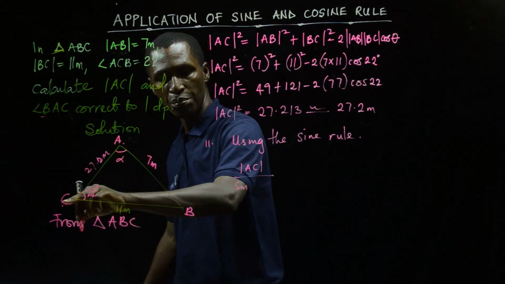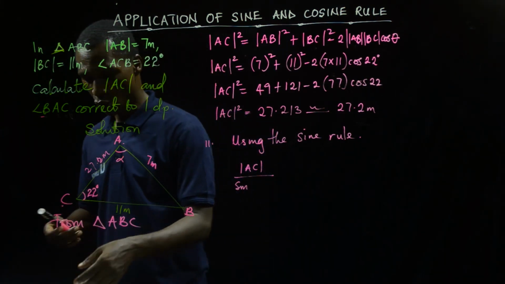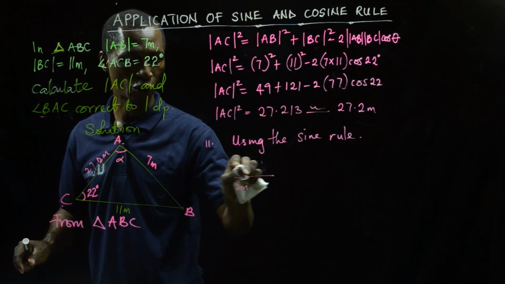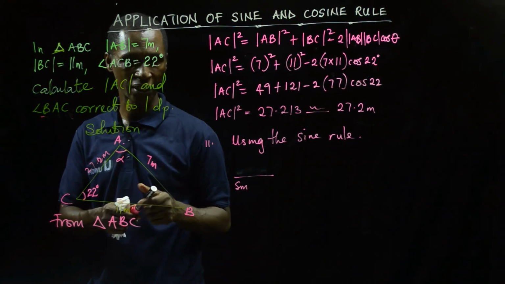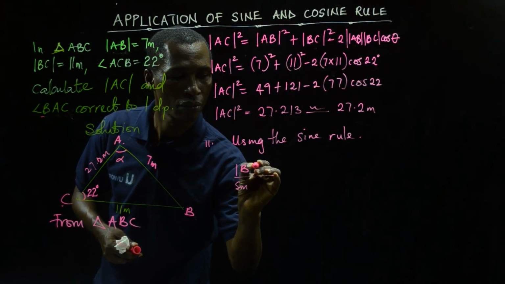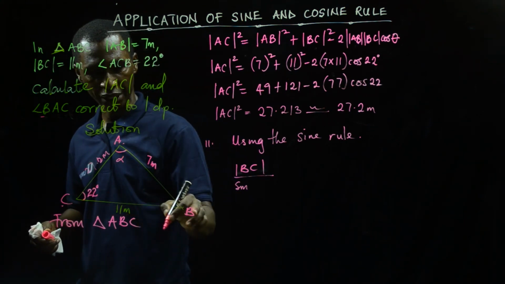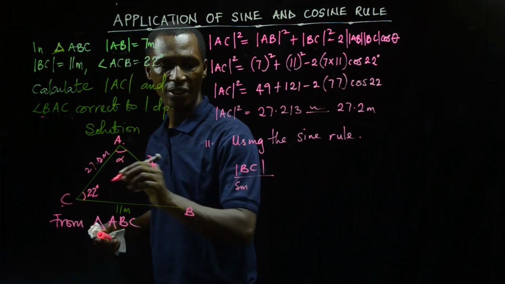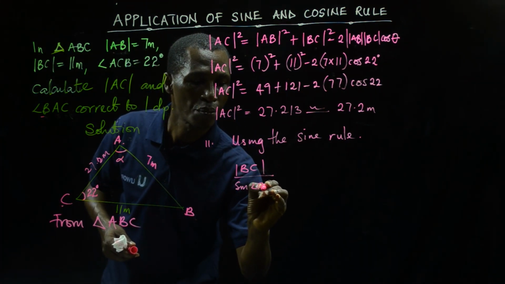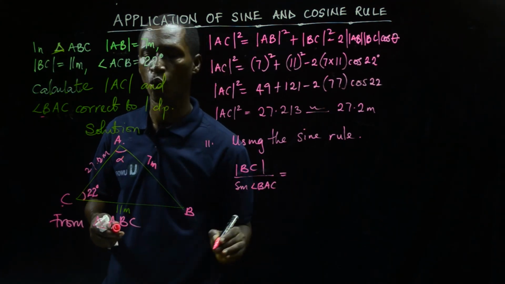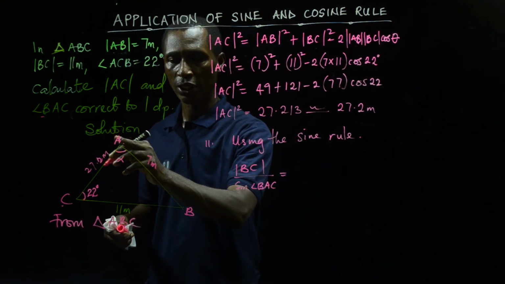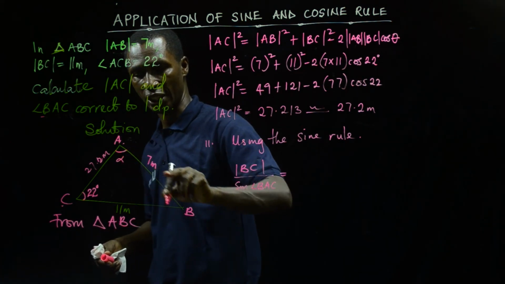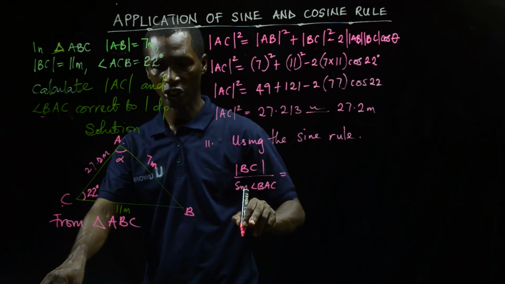So the length CB, instead of AC, you have CB, or BC for short. The length BC, which is 11, on the angle BAC, on sine angle BAC must be equals to the length AB, because this one was given in the question. This part was given in the question.